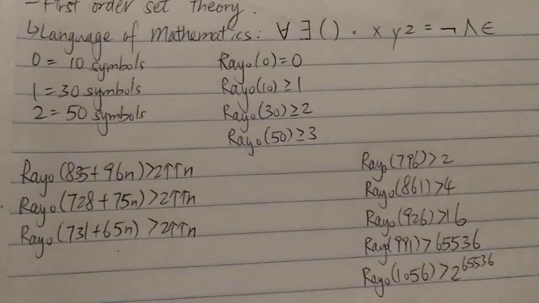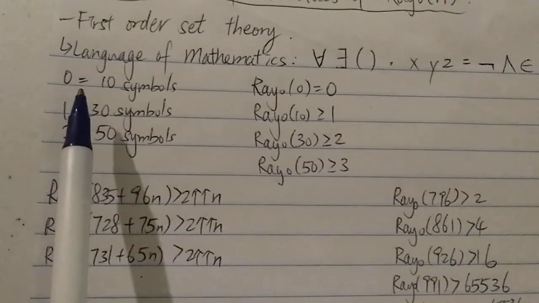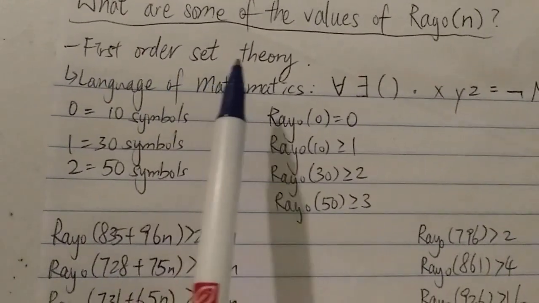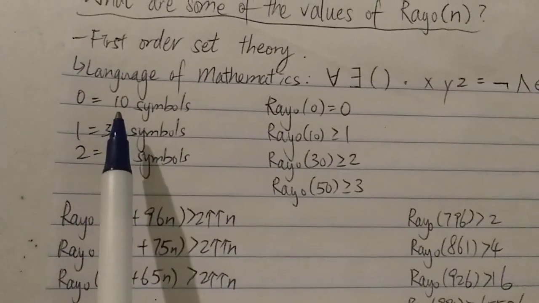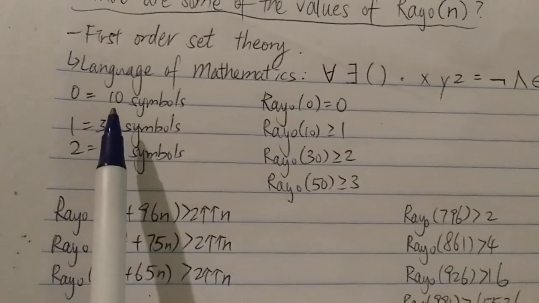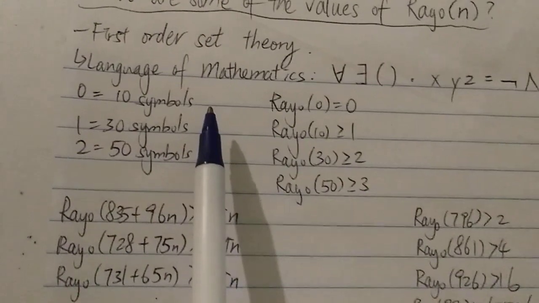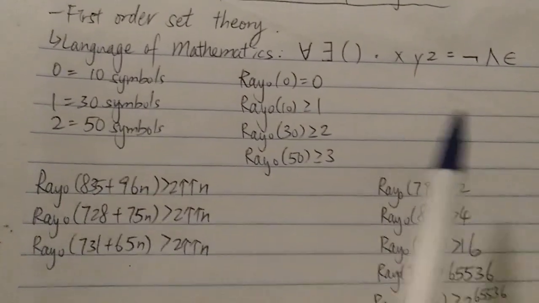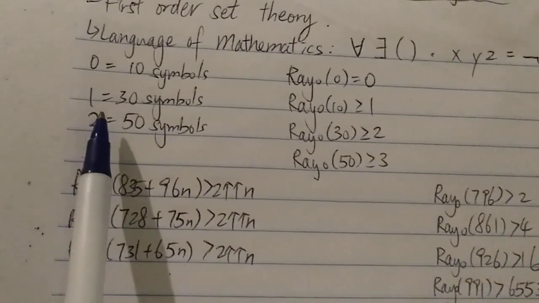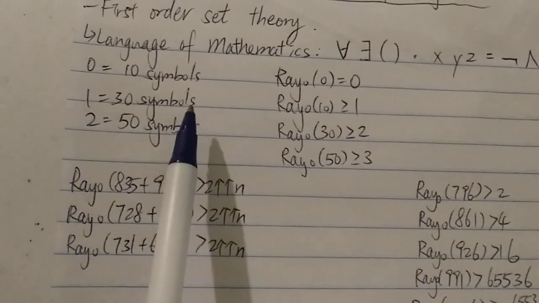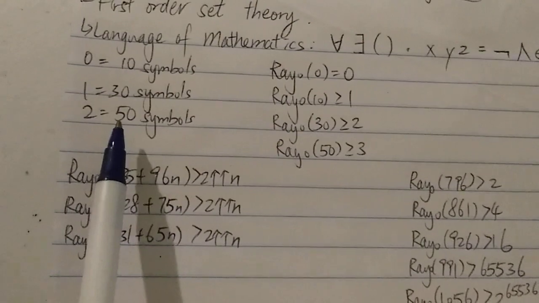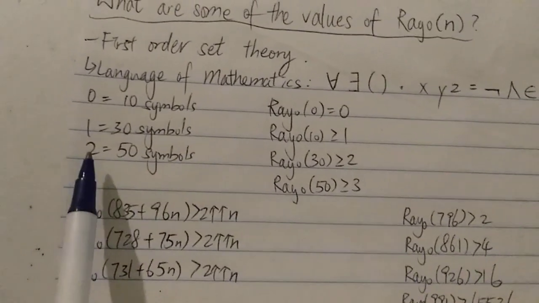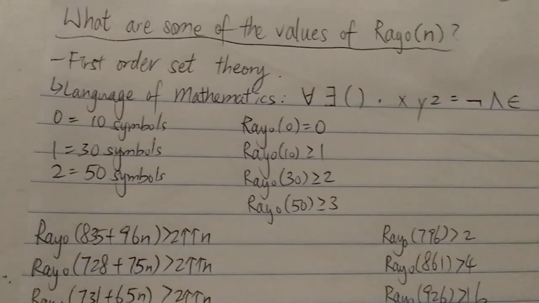Briefly, in order to write 0 using first order set theory, you have to use around 10 symbols. So it's very inefficient to write small numbers. For number 1, you have to use 30 symbols, and for number 2, you have to use 50 symbols to write number 2 using first order set theory.